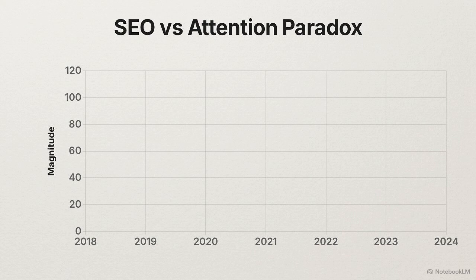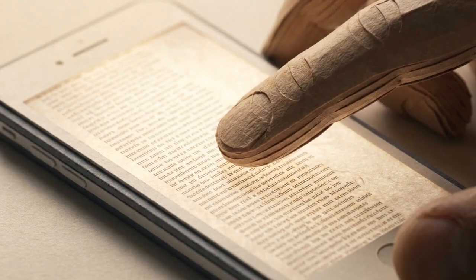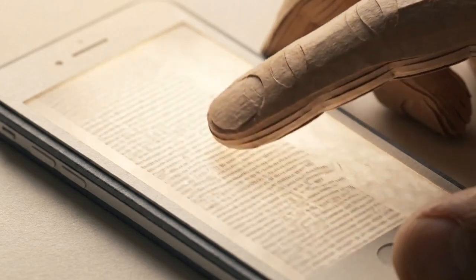This chart shows the modern publishing paradox. To rank competitively in search results, articles have to be longer and more comprehensive than ever. But right as content length rises, human attention spans are moving in the opposite direction. Imagine reading a 3,000-word guide on a smartphone.